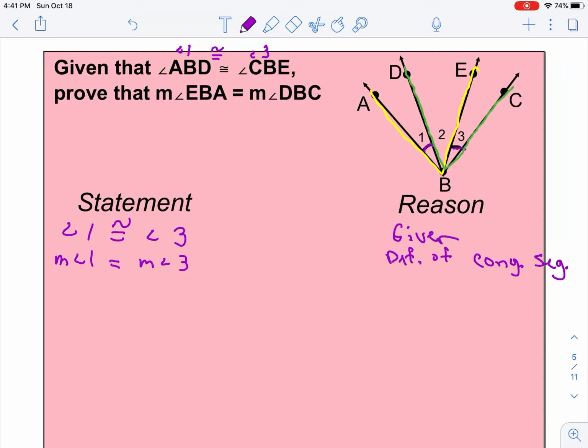When our segments are congruent, definition of congruent segments. That's not segments, we just did overlapping segments. Definition of congruent angles. If the angles are congruent, then their measures are the same.